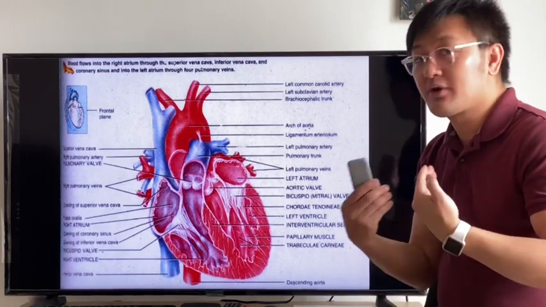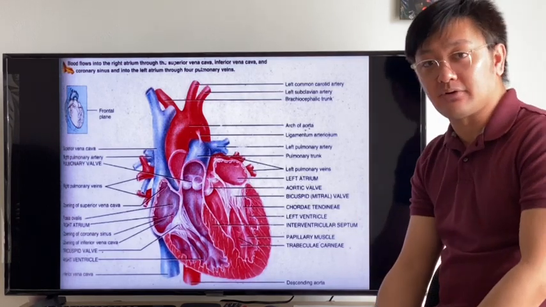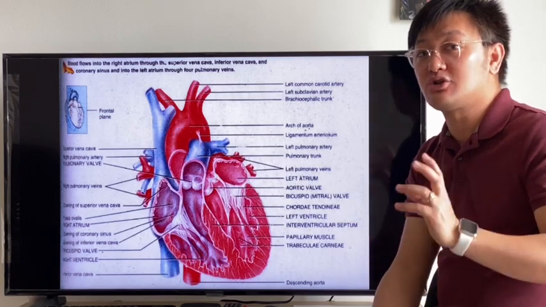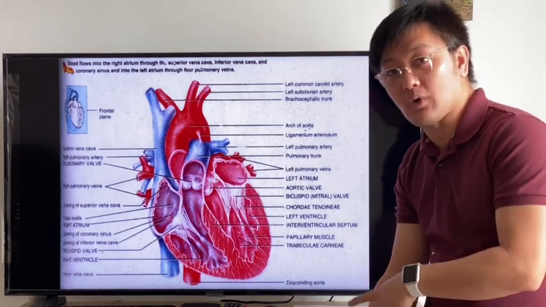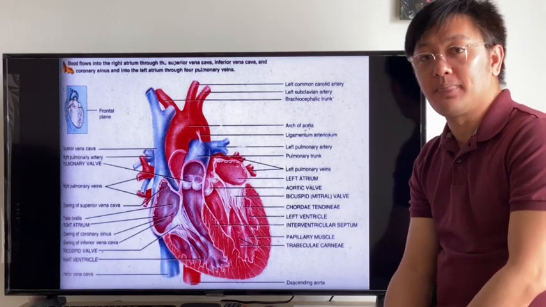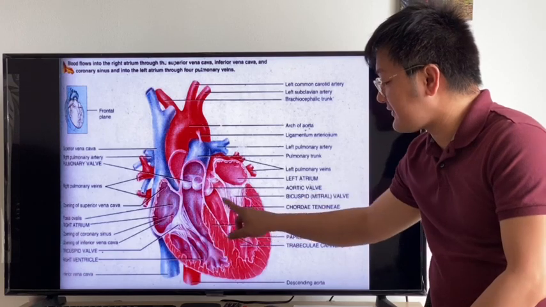And what else? Take note, when valves close, they create sound. You can call that your heart sound, your lub dub, or your S1 and S2. Lub, that is your S1; dub, that is your S2. Lub, or S1, is due to the closure of your AV valves.